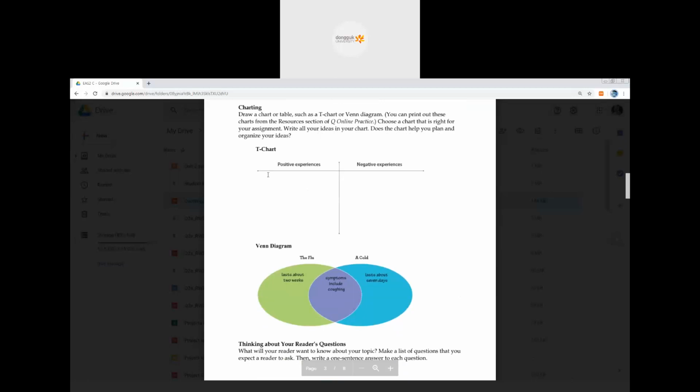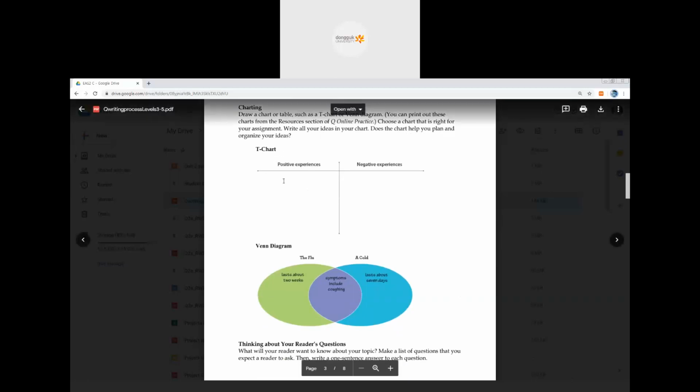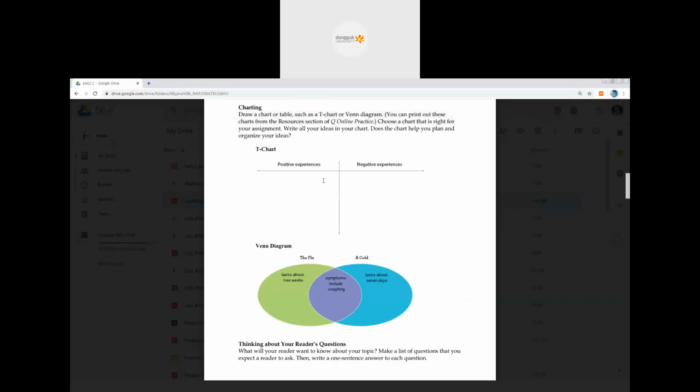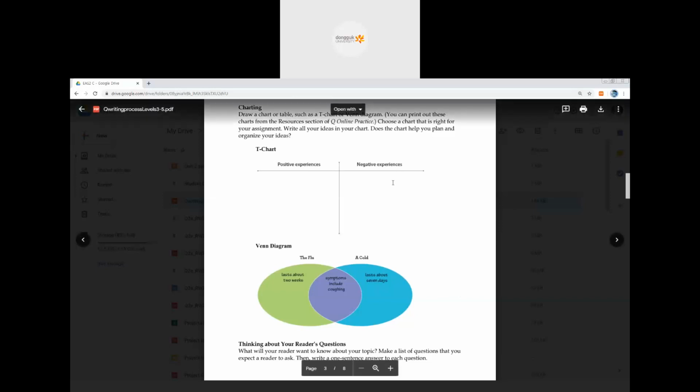Okay, and I mentioned a T-chart before. Here you could make a list of positives or negatives. Also, you could do this with a problem over here and then solution.